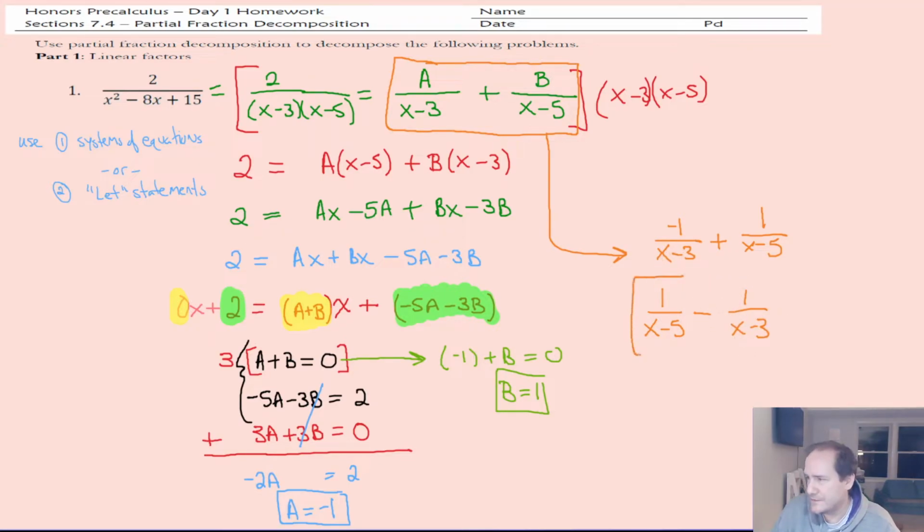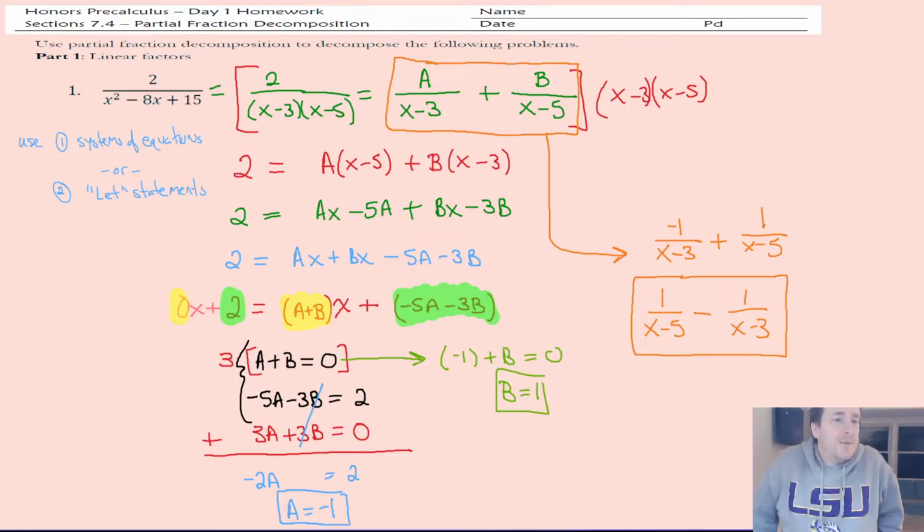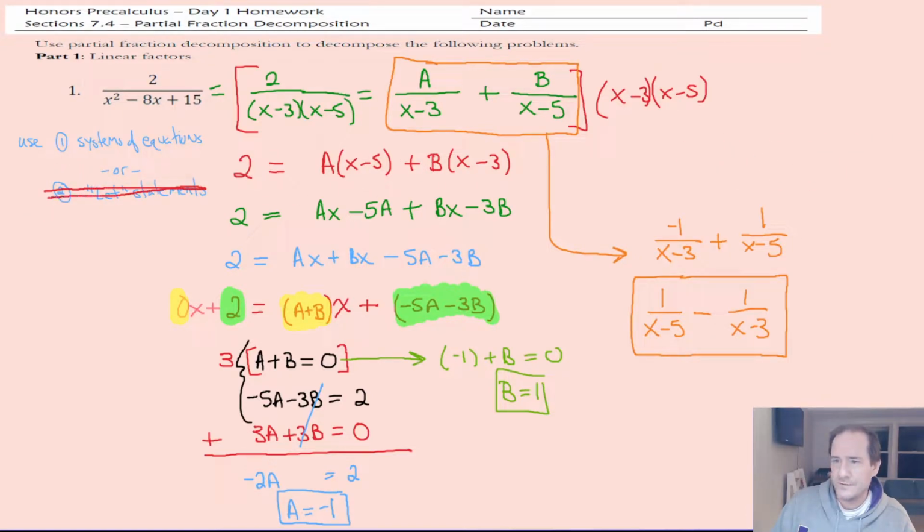And that is just a slightly neater way to give your final answer. But that's it. That's our final answer. It's 1 over the x minus 5 minus 1 over the x minus 3. And again, this was done by the method of systems of equations. And this method was, I think, by far the worst way to go. So let's do the whole problem again, this time using let statements.